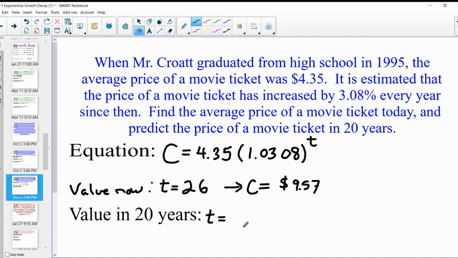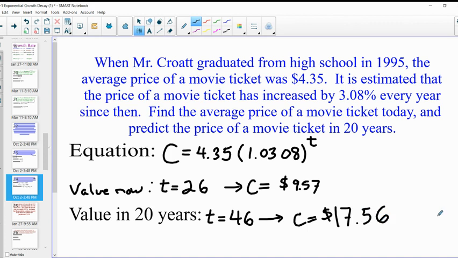So if I was with you in class, I would pause and ask, what am I going to plug in for T? And someone would hopefully eventually raise their hand and say that if 2021 is 26 years after 1995, then 20 years from now would be 46 years after 1995. And when I plugged that into my equation, I got the cost of a ticket to be an eye-opening $17.56. Again, rounding to the nearest cent for these money type of problems.